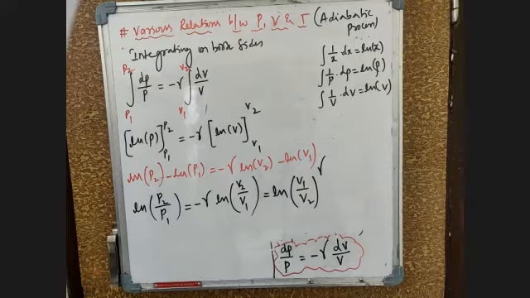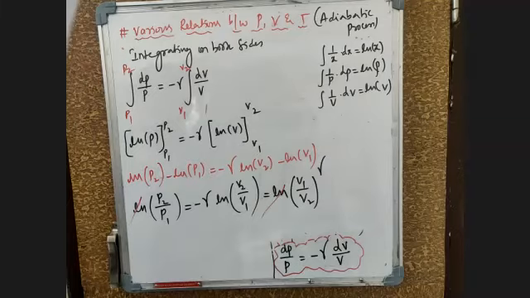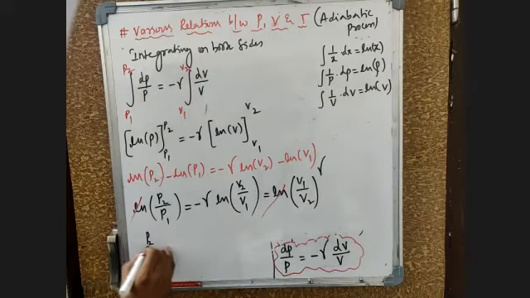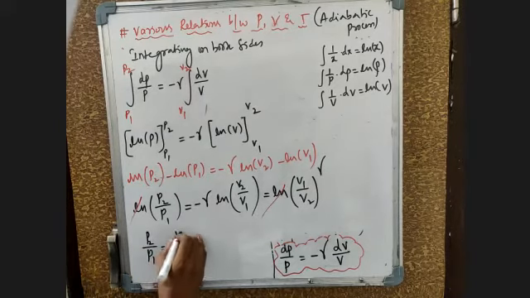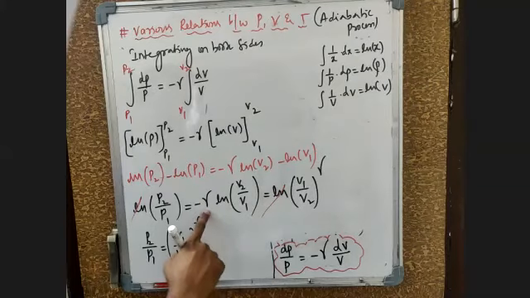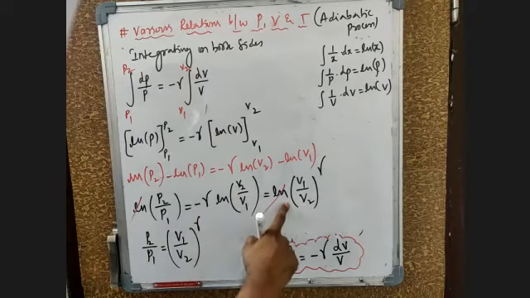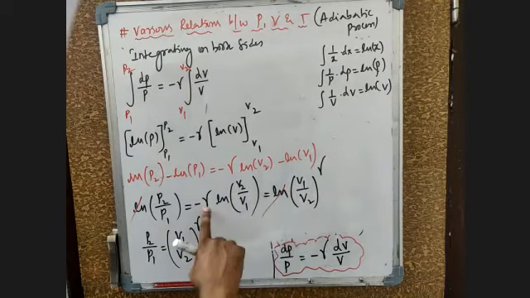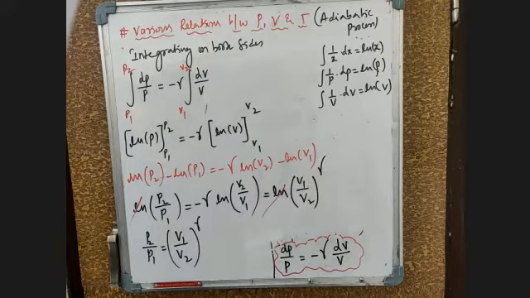So I am getting the relation P2 by P1 is equal to V1 by V2 to the power of gamma. But why to the power of gamma, sir? This is a rule, beta, of logarithms: whatever power I have, I take it as the power of the term inside the logarithm. Okay?